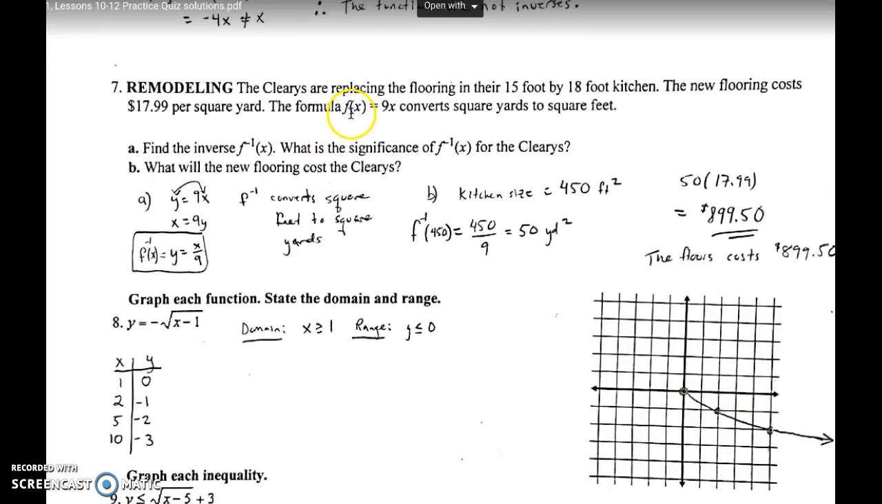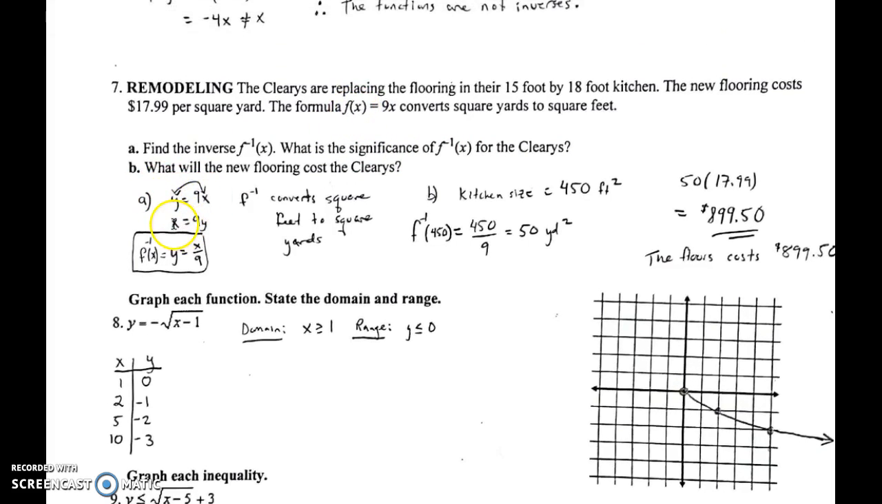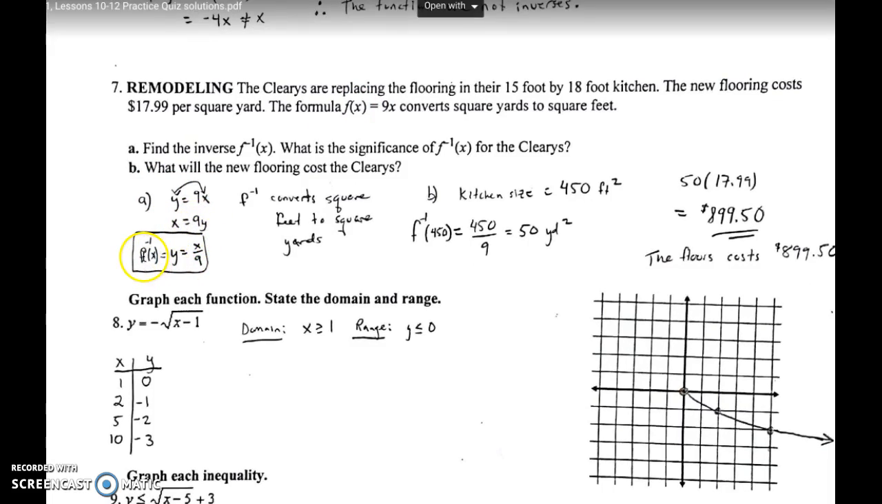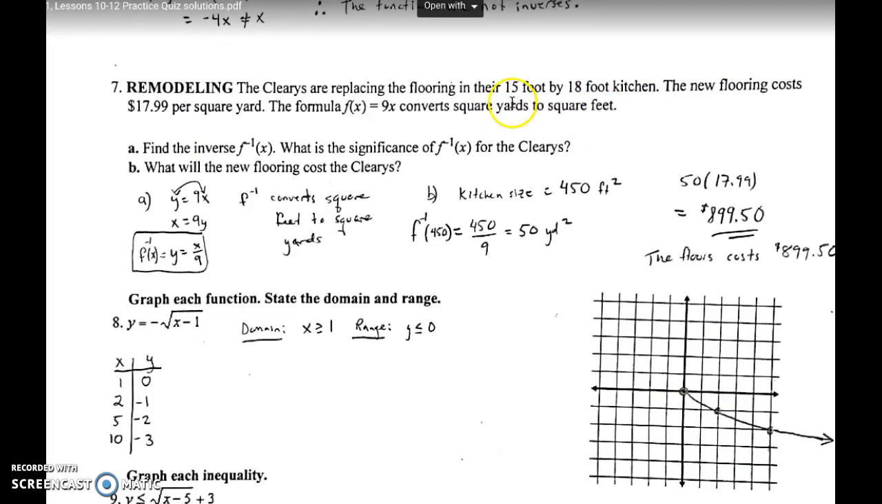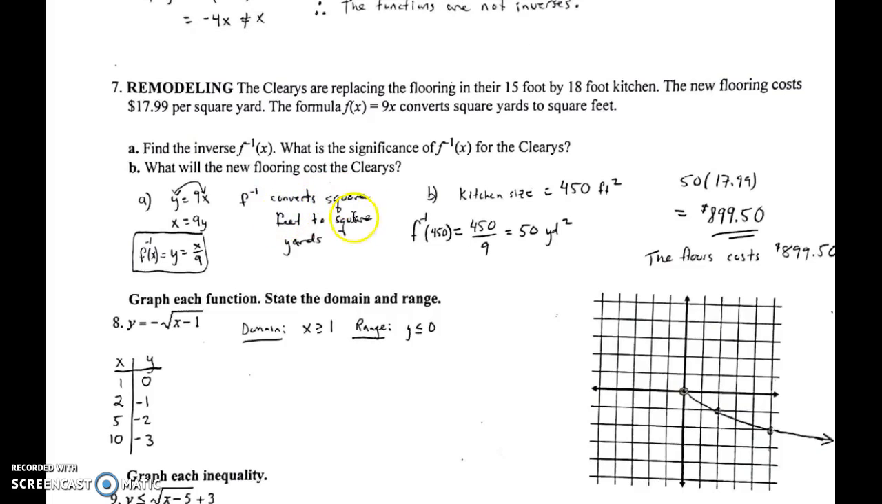So I changed my f of x to just being y, so I had y equals 9x. I flipped x and y, got x equals 9y, and then I solved for y, so I divided both sides by 9. So I got my inverse function, f inverse of x is x divided by 9. And so what the inverse does, it told us that the formula converts square yards to square feet, so the inverse would flip these concepts. The inverse converts square feet to square yards.